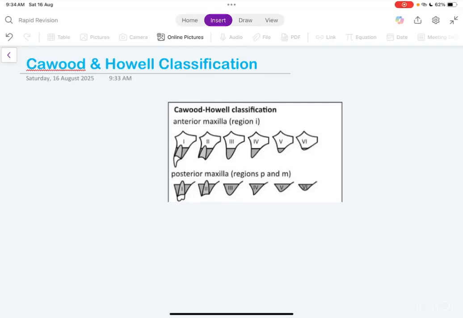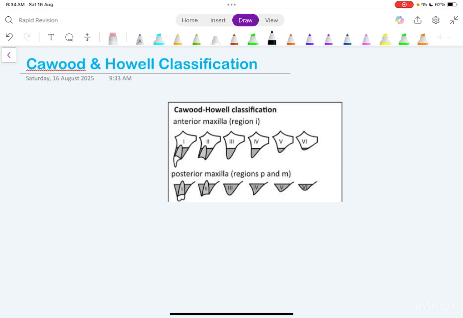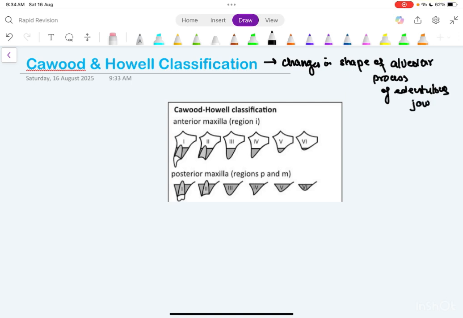In this video, I'll be discussing the Cawood and Howell classification. So basically, this classification is to tell us about the changes in the shape of the alveolar process of the edentulous jaw. So let's understand. We have 6 classes in it.